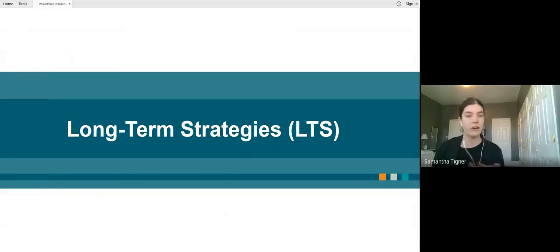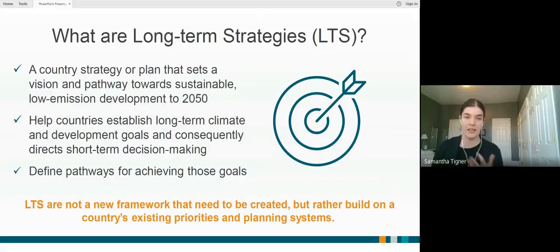So what are they? Why are they important? We're going to dive straight into that. First, I'll just say long-term strategies can be associated with a couple other terms. So you may hear things like mid-century plans or long-term low emissions and development strategies. But for the purposes of this training, all of those things are going to be referred to as LTS, or long-term strategies. So what are long-term strategies?